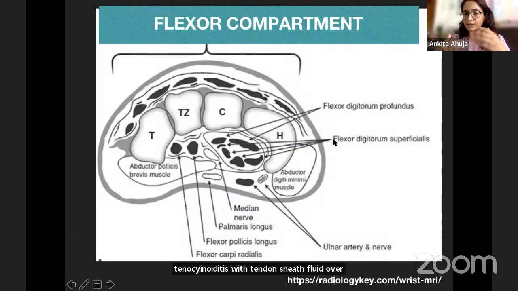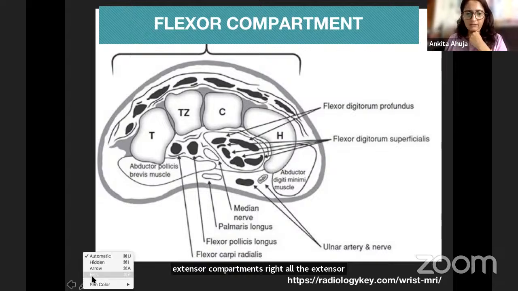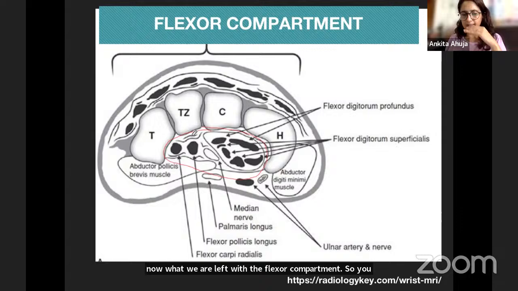So till now we have tried to cover all the extensor compartments, right? All the extensor compartments and all the extensor tendons. Now what we are left with is the flexor compartment. So you have your flexor compartment, or the flexor tendons, which run within the carpal tunnel. There is not likely to be a solitary tenosynovitis, but in certain cases you might end up getting one.